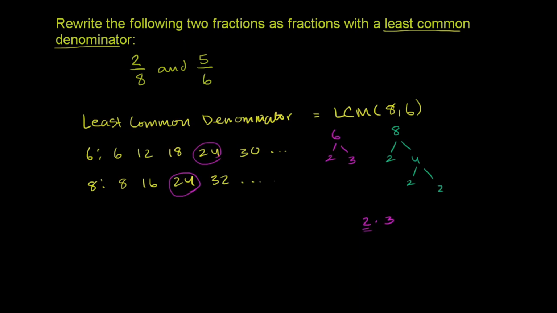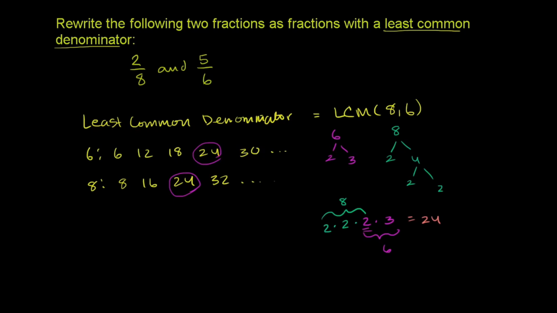Now let's throw in a couple more. So then you'll have another 2, and then another 2. So this part right over here makes it divisible by 8, and this part right over here makes it divisible by 6. If I take 2 times 2 times 2 times 3, that does give me 24. So our least common multiple of 8 and 6, which is also the least common denominator of these two fractions, is going to be 24.